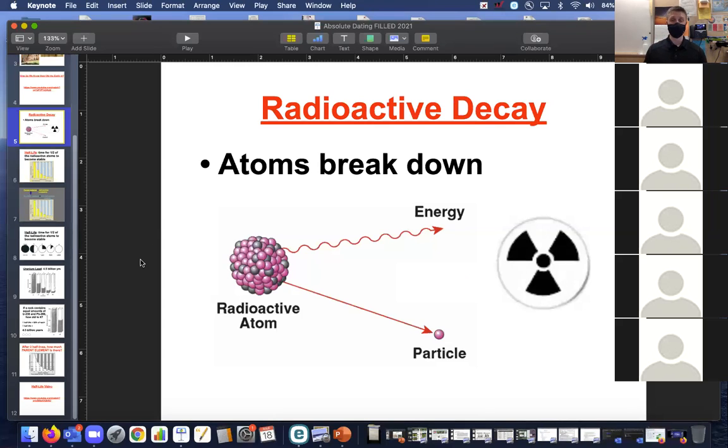Also, radiation and radioactive things are not things that you want to spend time around. It's not good for you. It can make you very sick. I mean, it can cause death. It's not good.